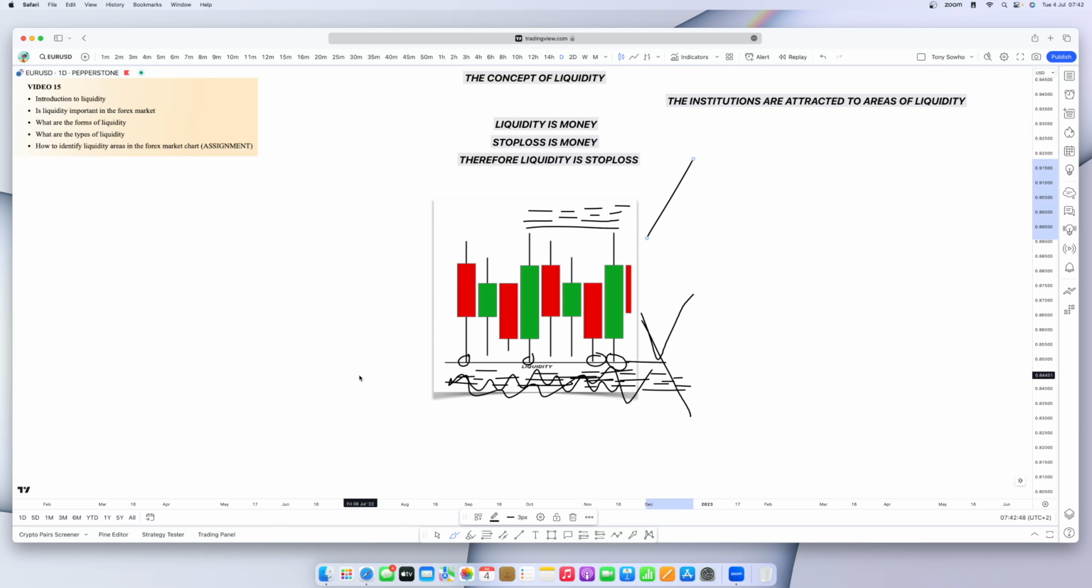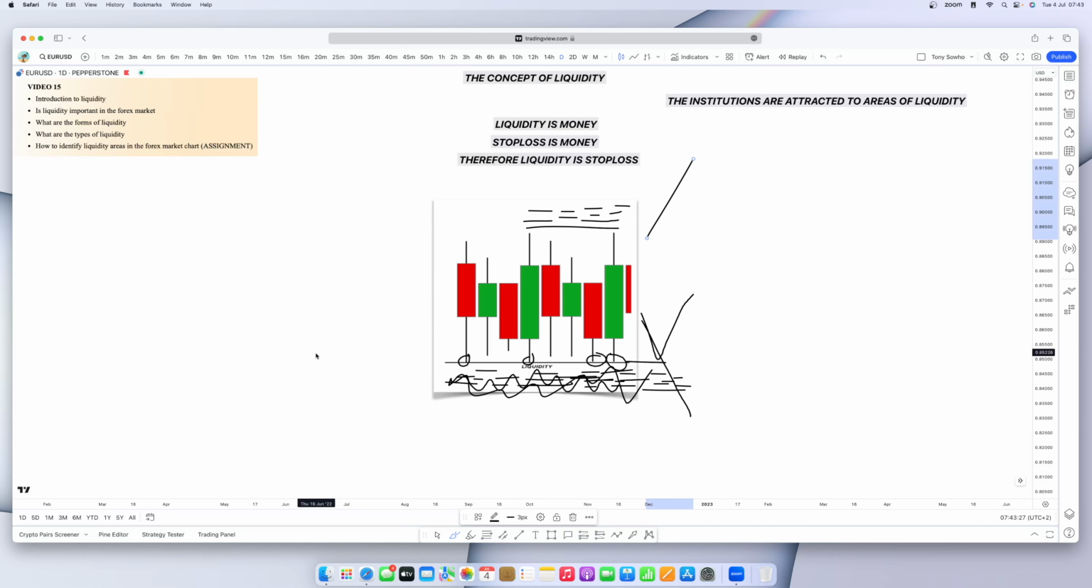So now that brings us to the next subtopic. Is liquidity important in the Forex market? I think I just answered that with a quote from ICT. Definitely, liquidity is important when it comes to the Forex market. So yes, liquidity is very, very important. Exactly. So now that takes us to the third subtopic.